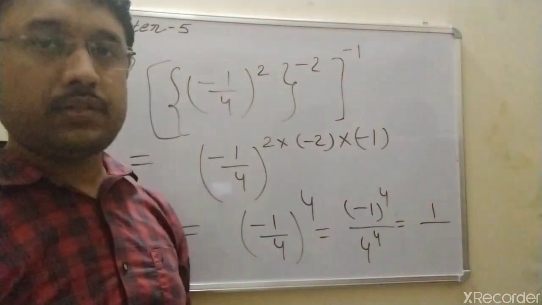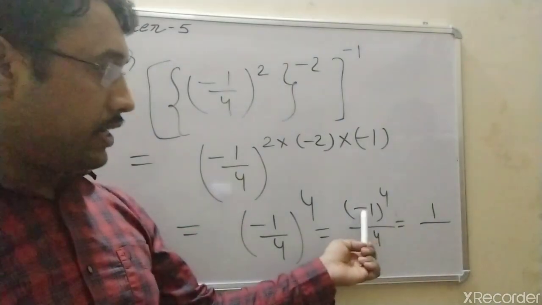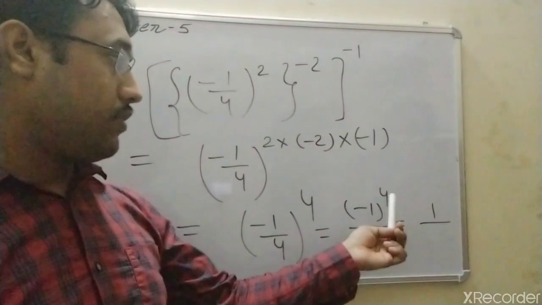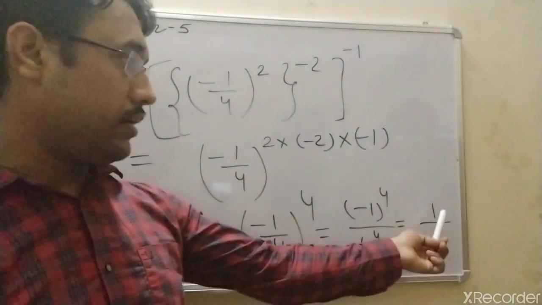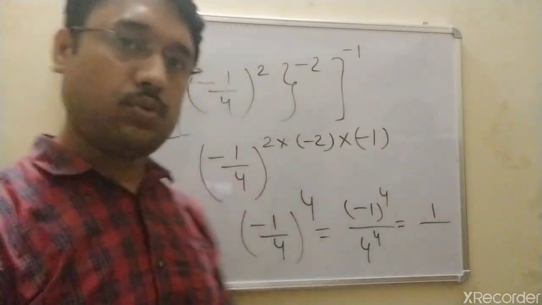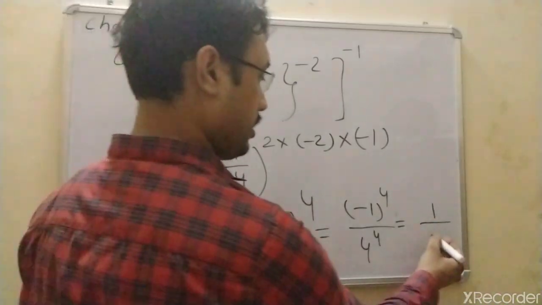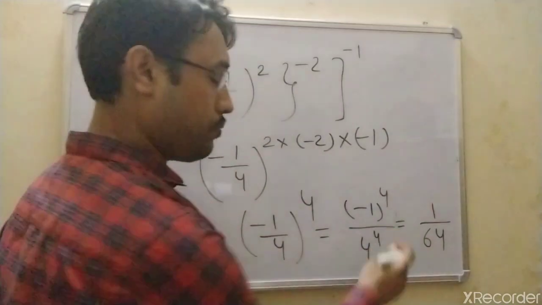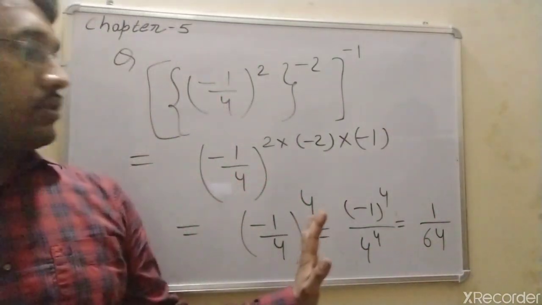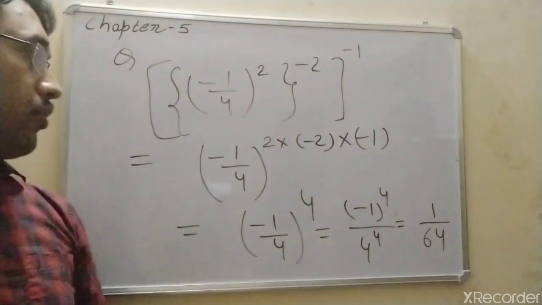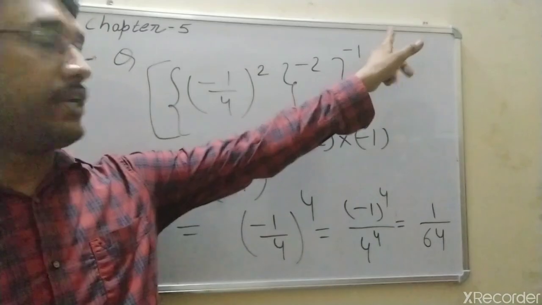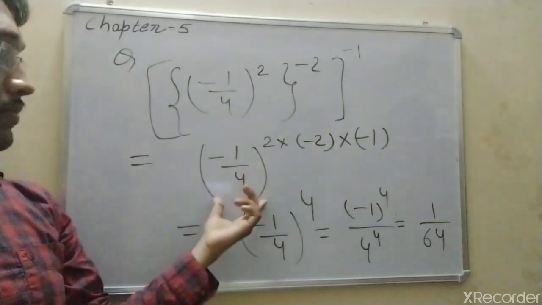That means any power of positive 1 gives result 1. But if negative 1 is written, that means minus 1, then if it is an even power, the result is positive 1, and for an odd power, it is minus 1. This is the rule only. You can check also. Then it is coming 64. 4 to the power 4 is 64 only. Okay, students, you can see this. How I have shown: using all the exponents you multiply, and the base is the same here.